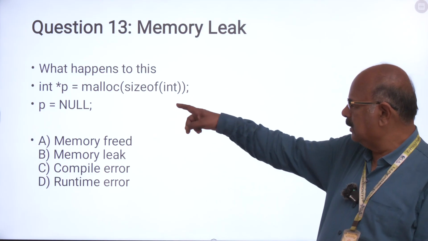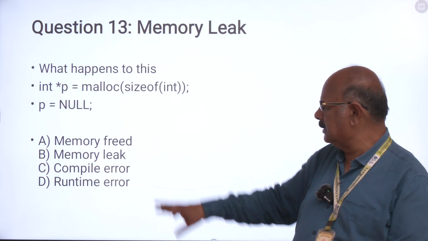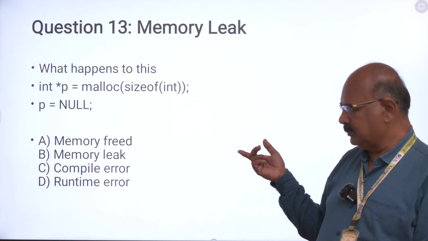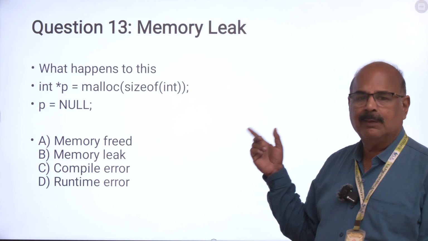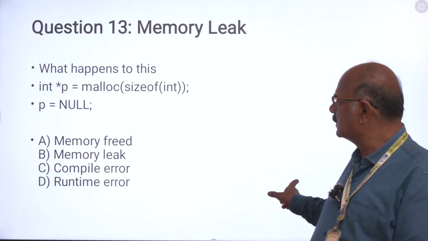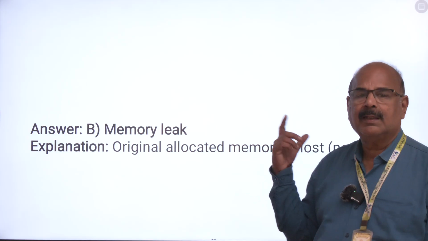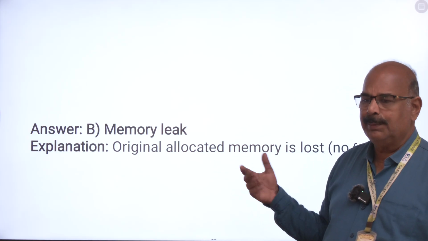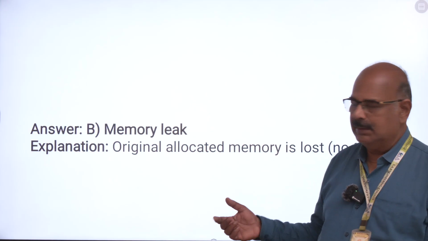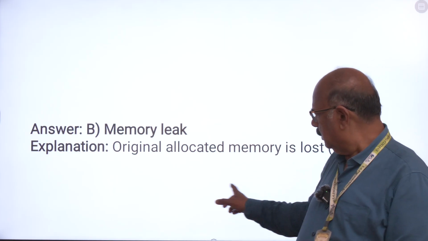Next, question 13, memory leak. What happens to this integer pointer p? We are giving the size of the integer, and p is set to null. So what happens to the memory? Several options have been given: memory will be freed, memory will leak, a compiler error will come, or a runtime error will come. Let us see the answer. Originally what we allocated is lost, so it will leak and you won't get any output. It's lost, no free here. So memory leak is the correct answer for this question.